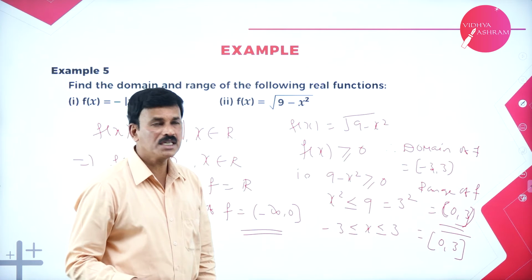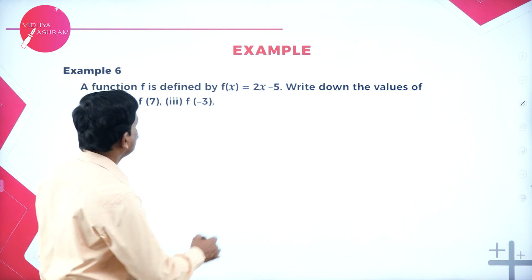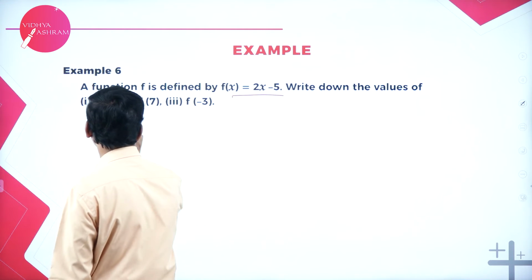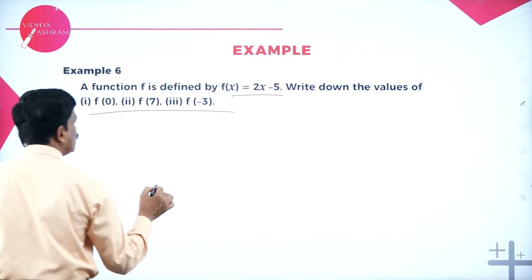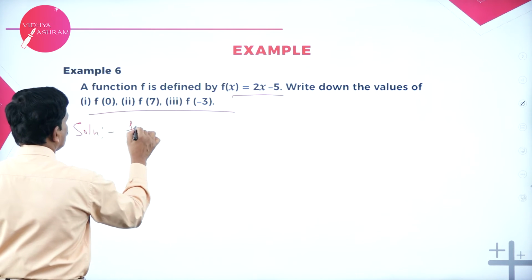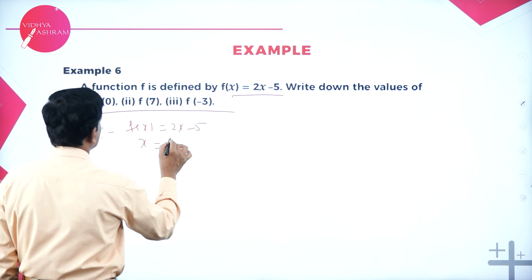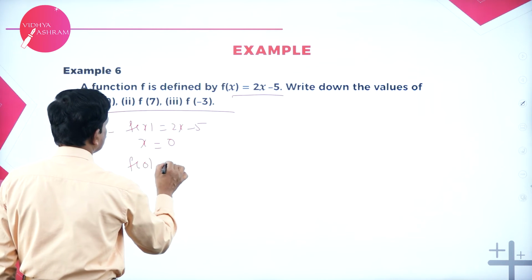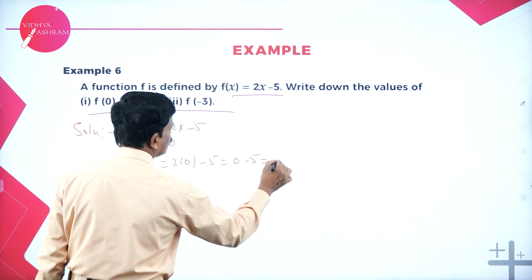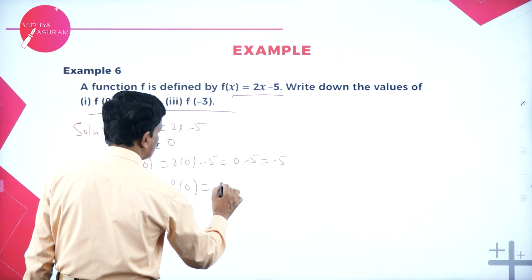Now let us come to the next problem. What is the problem given? A function f is defined by f of x is equal to 2x minus 5. Write down the values of f of 0, f of 7, and f of minus 3. Very simple problem. Given f of x is equal to 2x minus 5. Now put x is equal to 0. Then you will get f of 0 is equal to 2 into 0 minus 5, which is 0 minus 5, equal to minus 5. So therefore f of 0 is equal to minus 5.